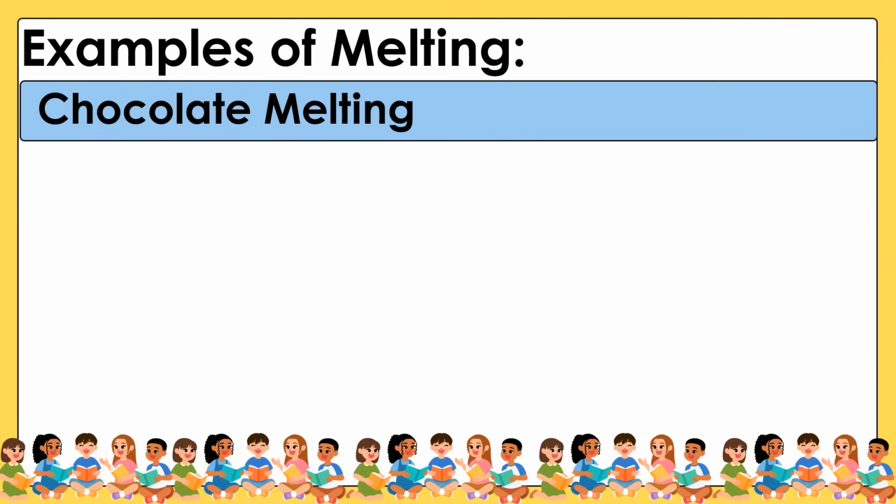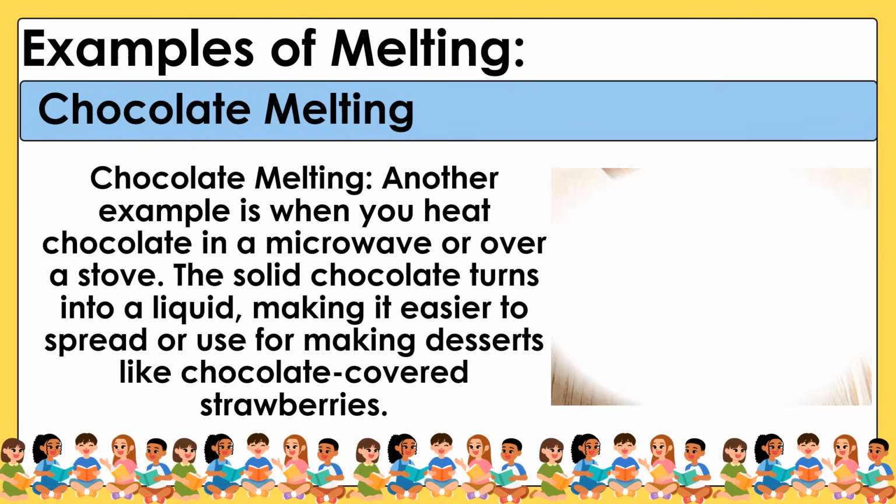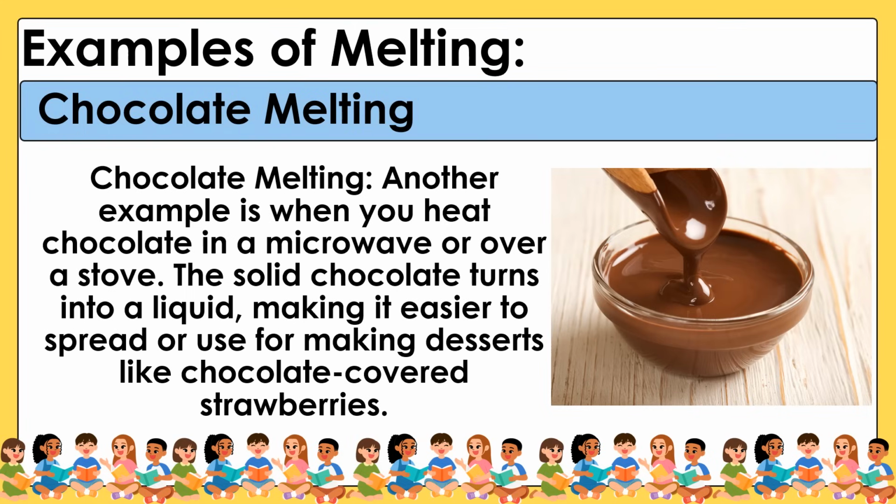Next is chocolate melting. Another example is when you heat chocolate in a microwave or over a stove. The solid chocolate turns into a liquid, making it easier to spread or use for making desserts like chocolate covered strawberries.